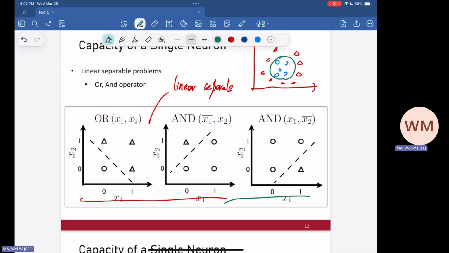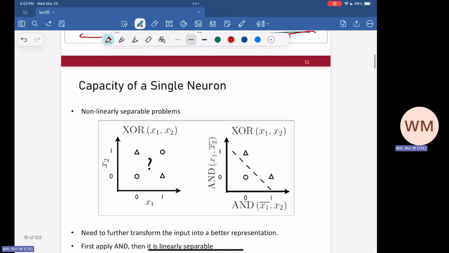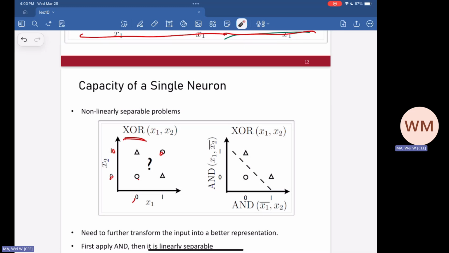Okay, so I give you another example, which is called XOR. Not sure if you have heard about this operator. So XOR is basically 0 and 0 gives you 0, and 0 and 1 gives you 1. So basically you have two squares here and you have two rectangles here. Okay, so you can see that this one is not linearly separable. You cannot find a linear line to separate the data.